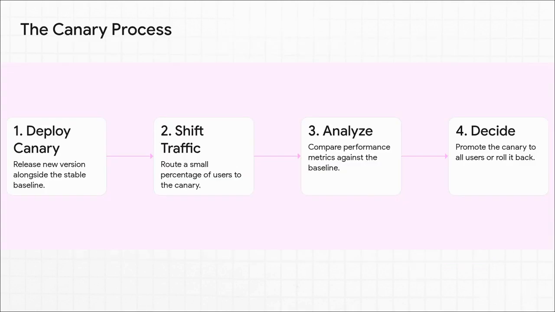The whole process really boils down to 4 key steps. First, you deploy the new canary code right there alongside your stable production version. Second, you carefully peel off a small slice of user traffic and send it to the canary. Third, and this is the most important part, you analyze its performance, comparing it directly to your baseline. And finally, you get to the big decision. Does it get promoted to everyone, or do you hit the rollback button?